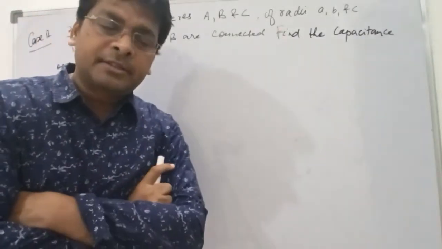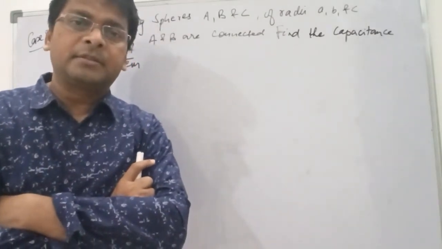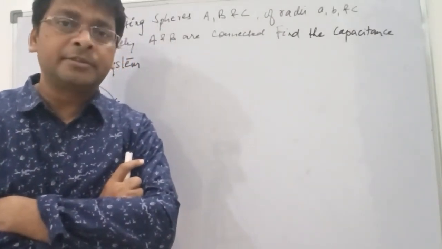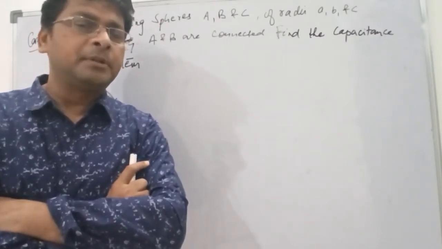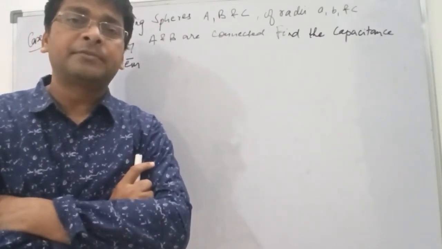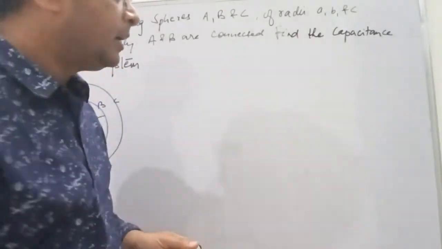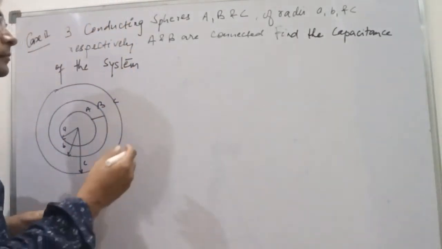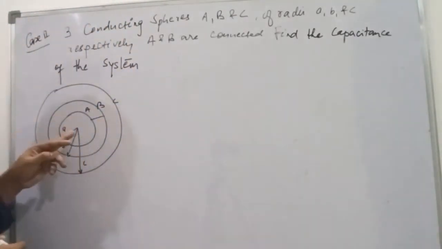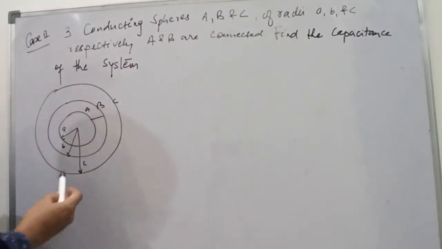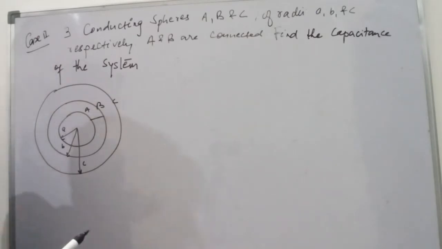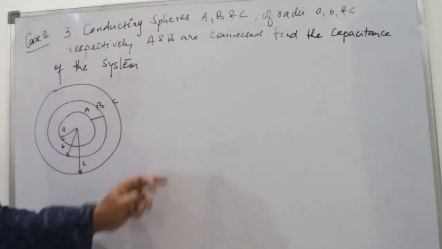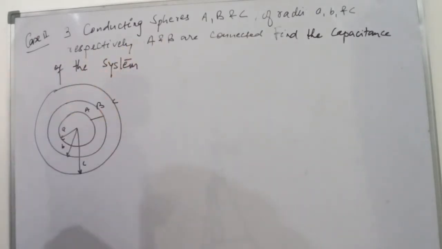Generally, when it is asked to find the capacitance of any system which involves two spheres, people are generally confused about it, but it's very simple actually. Here we have three spheres A, B and C. In this case, A and B are joined and we are asked to find the capacitance of the system.